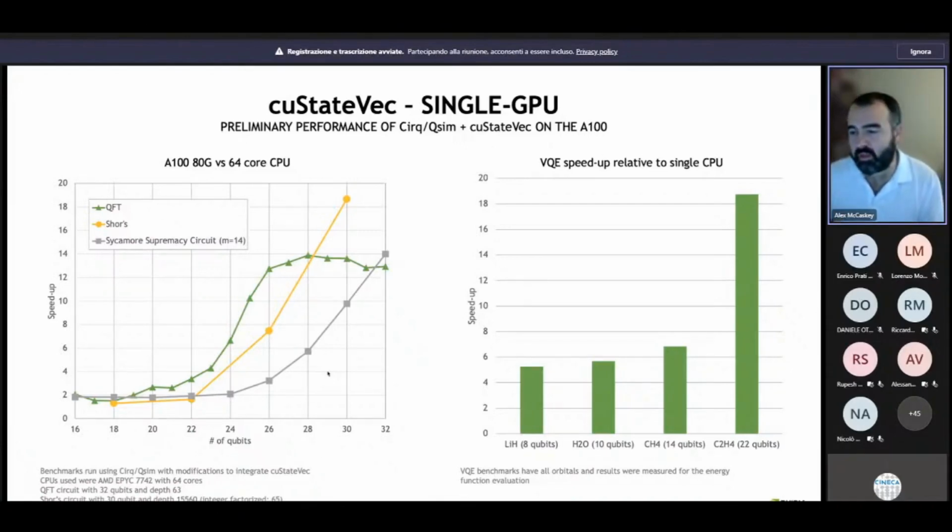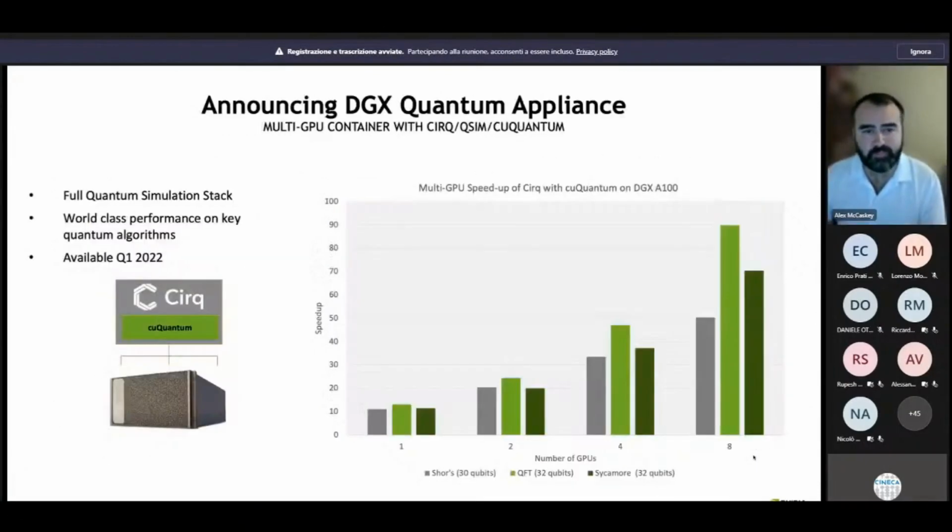And then we can also leverage this for variational tasks as well. So the VQE speedups that we're seeing here are for a typical chemistry example, for different molecules in different basis sets. For this final one, C2H4 on 22 qubits, we're seeing a speedup of close to 20 times. So these are really good results.